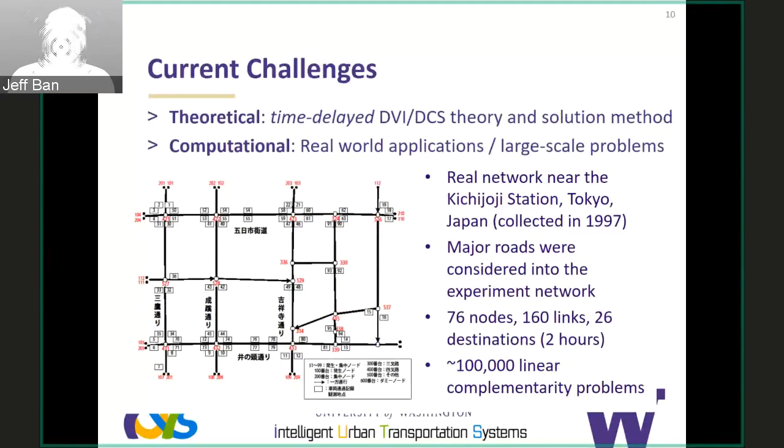Here I'm only giving you a very small-scale real problem, right? This is from Nagoya in Japan, with only 76 nodes, 160 links and 26 destinations. It's a very small-scale problem. But if you formulate using the classical node, link, OD pair kind of formulation, you need to solve about 100,000 linear complementarity problems. Those are similar to linear optimization problems, right? So they're small scale, but there are like 100,000 of them. So it takes time to solve.